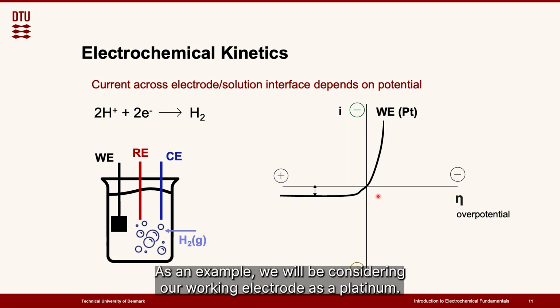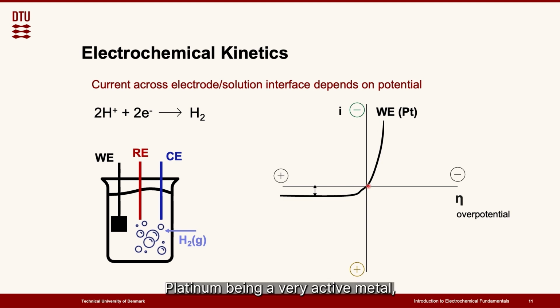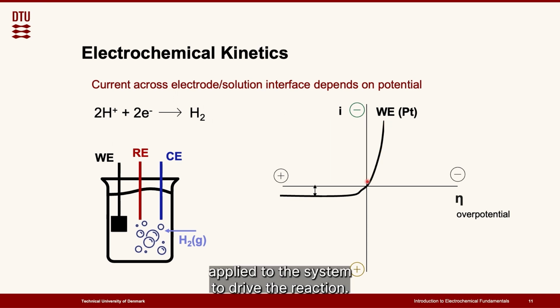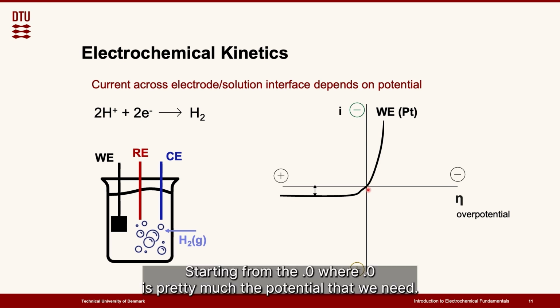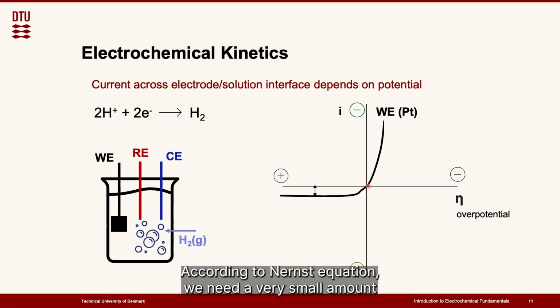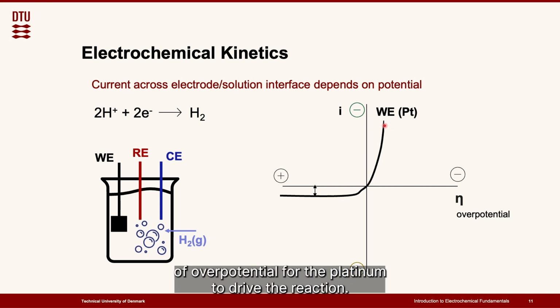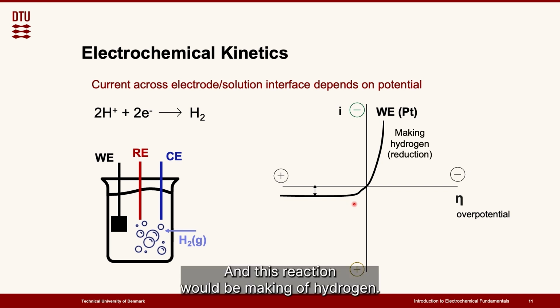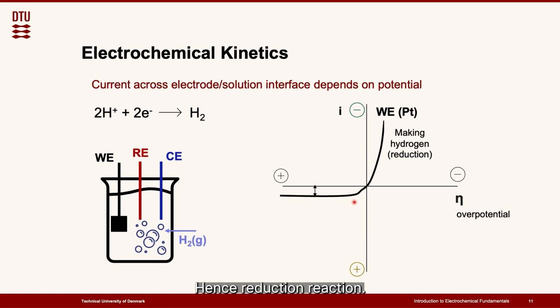As an example, we will be considering our working electrode as platinum. Platinum, being a very active metal, requires a very small amount of extra work applied to the system to drive the reaction. Starting from point 0, where point 0 is pretty much the potential that we need according to the Nernst equation, we need a very small amount of overpotential for the platinum to drive the reaction. And this reaction would be making hydrogen, hence a reduction reaction.